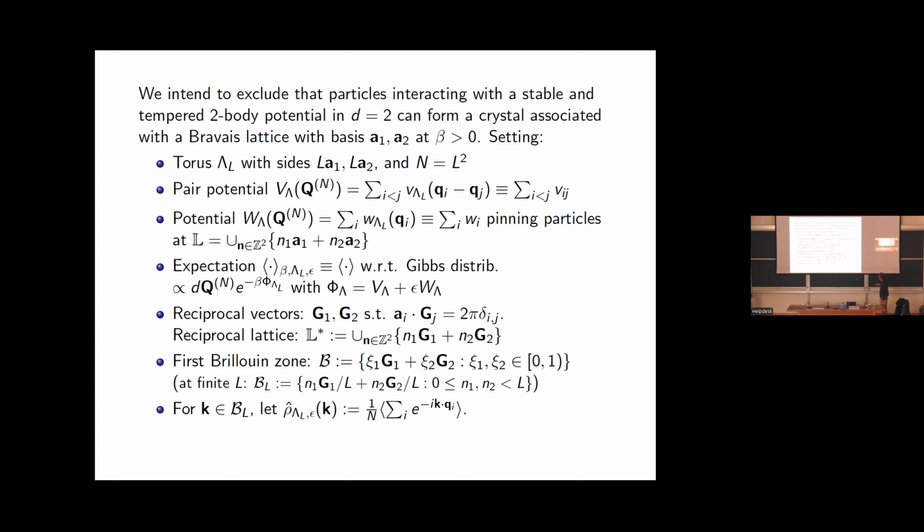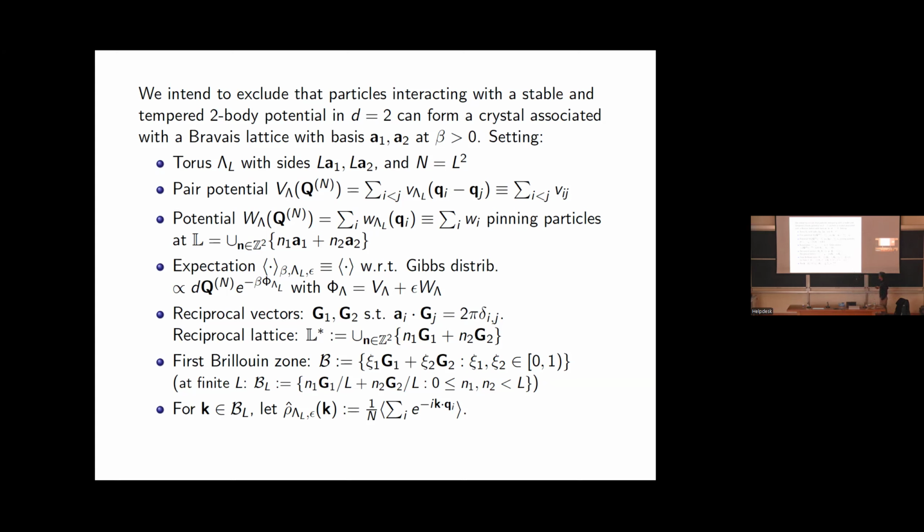It's also useful to introduce a finite L approximation of this first Brillouin zone, which is just the set of the allowed momenta within the first Brillouin zone. So these are integer multiples of G1 over L and G2 over L. These are the possible wave vectors associated with plane waves in the torus with periodic boundary conditions on the torus.